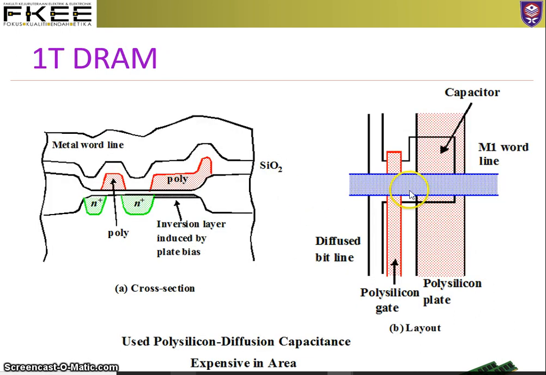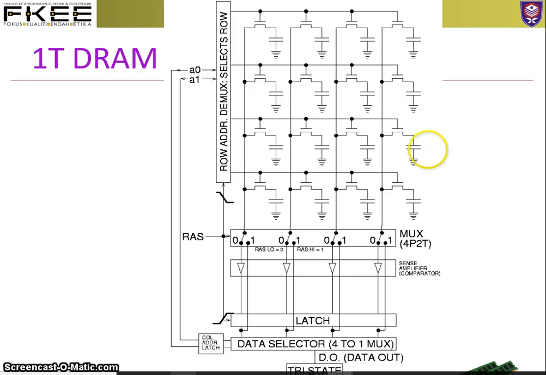So this is the cross section of a one-transistor DRAM when you fabricate it. This is the transistor. You have a gate, drain, source. This poly is your capacitor. This is the layout, the metal and polysilicon. Here is your gate, and this is your capacitor. That is for one bit only. So you have one transistor, one capacitor for one cell.